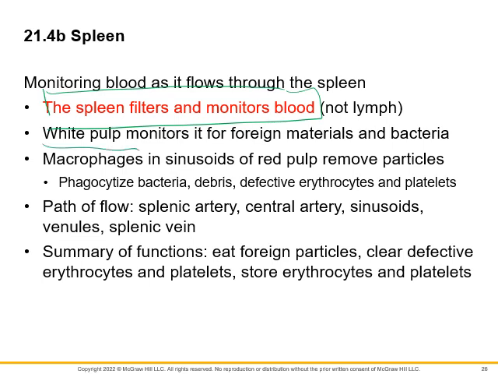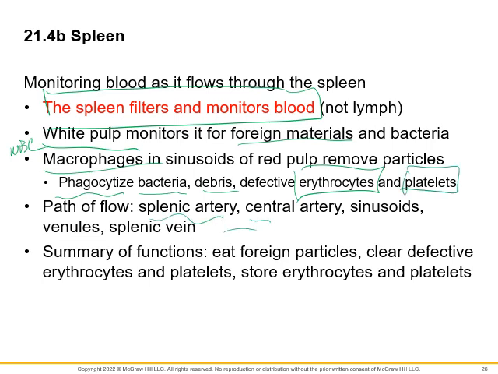So the white pulp monitors for foreign materials. That makes me think white blood cells, right? We are going to have macrophages. They can get rid of or phagocytize bacteria and debris, but also maybe you just have a defective red blood cell or platelet that's no longer functioning, right?